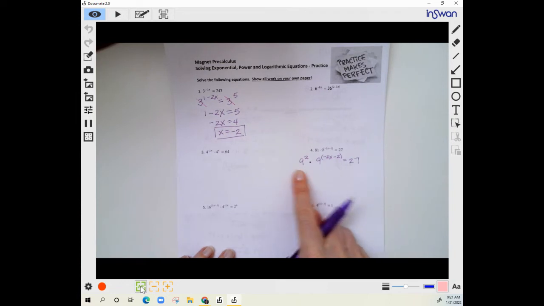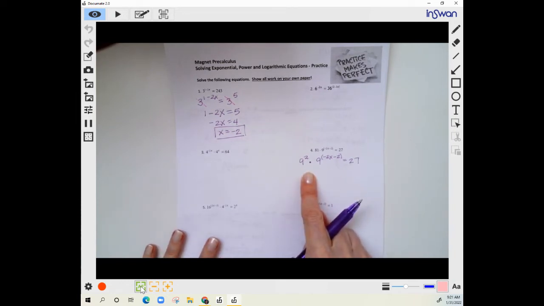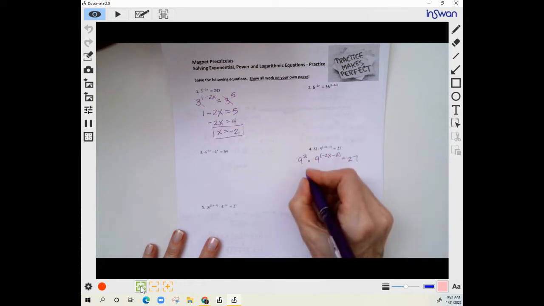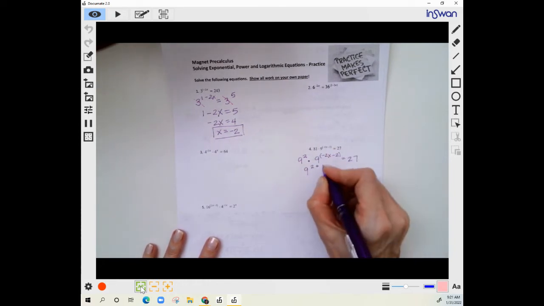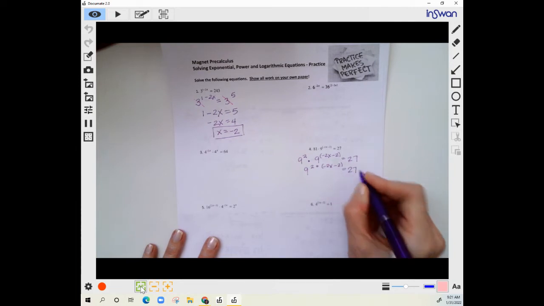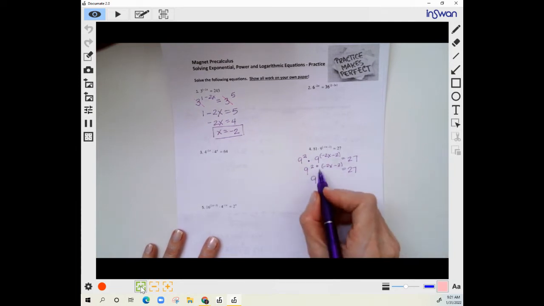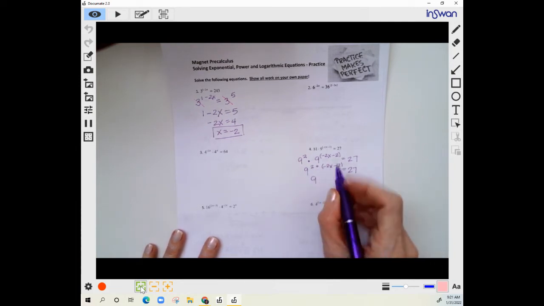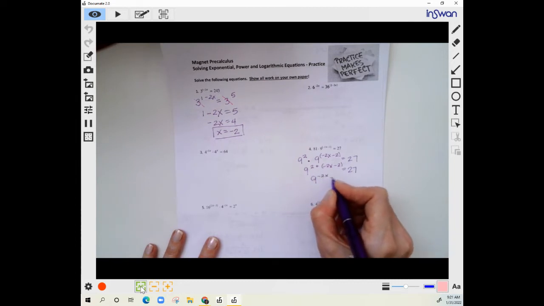And again, still just trying to work on simplifying the left-hand side. So exponent rules say, if the bases are the same and you are multiplying, you should add your exponents. So that would become 9 to the 2 plus negative 2x minus 2 power. Bases are the same, you're multiplying, add exponents. So the 2 is going to cancel out 2 and negative 2, so that's just 9 to the negative 2x.